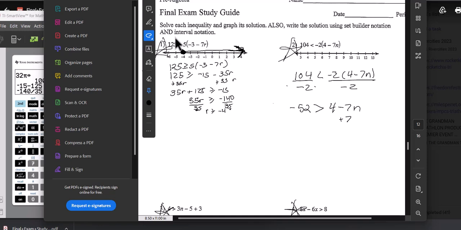I'm going to add 7n to both sides because I prefer it to be on this side. I don't have to do that. I prefer it to be on this side, and I prefer for my final answer to be positive, for my n to be positive. Now I'll add 52 to both sides. 7n is greater than 56, or n is greater than 8. So strictly greater than, not greater than or equal to, so we have an open circle at the 8.